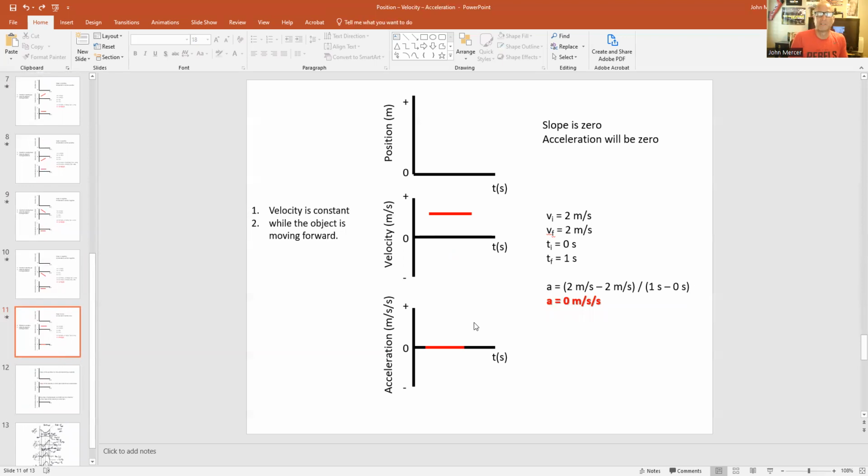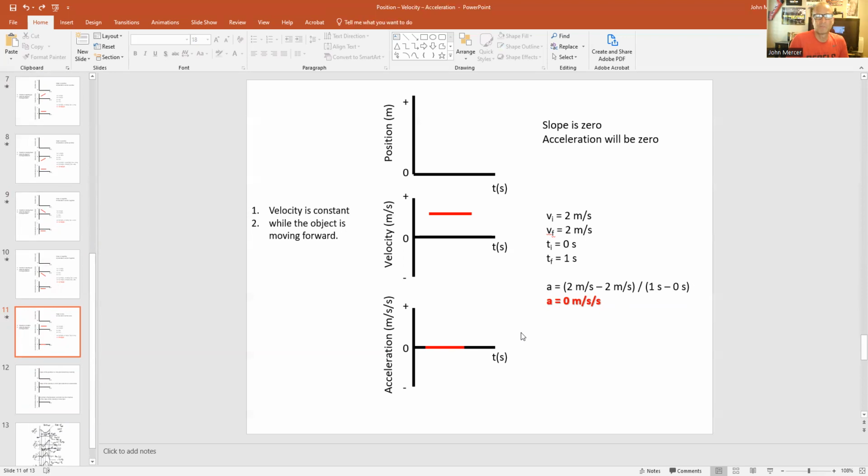All right, let's complete our journey here. What if the velocity is constant? What happens to acceleration? Well, what's that slope? That slope is 0. Acceleration has to be 0. Initial velocity is 2 meters per second. Final velocity 2 meters per second. Final minus initial divided by 1 second, change in time. That's 0 meters per second squared.